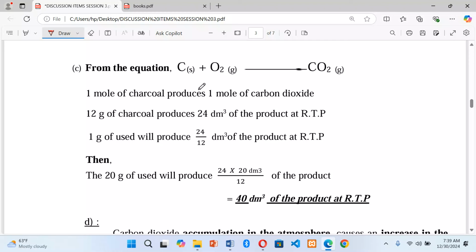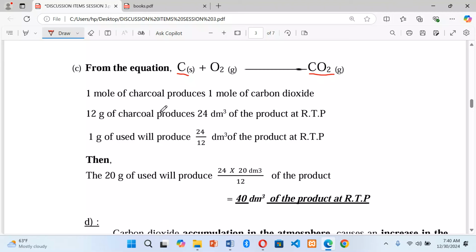So we can interpret it in terms of moles, and we are considering that our main emphasis is on charcoal and the product it is producing. So we can say 1 mole of charcoal, we're using the coefficients. Coefficient of carbon is 1, coefficient of carbon dioxide is 1. So when you are interpreting in terms of moles, we use the coefficients. So we're saying that 1 mole of charcoal produces 1 mole of carbon dioxide.